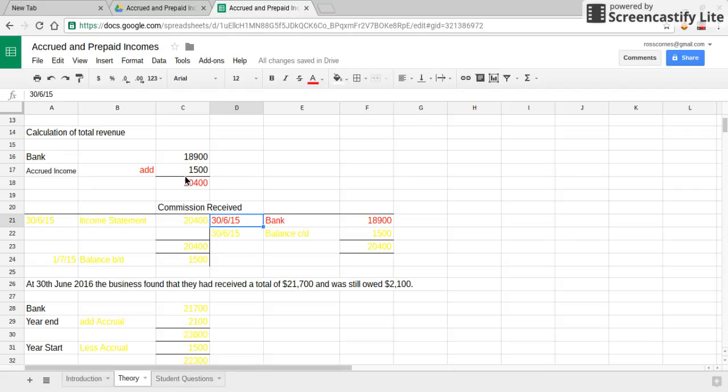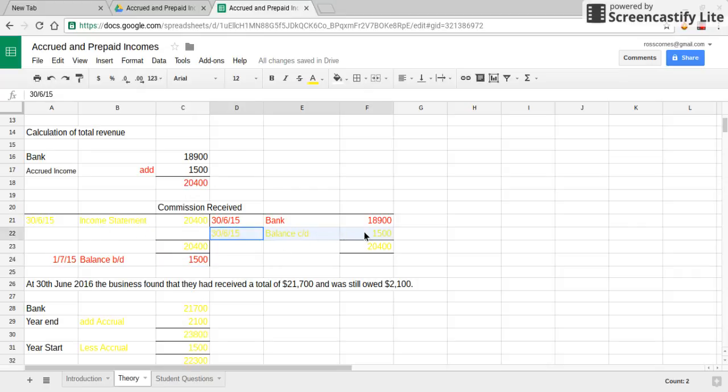Okay, and what we're going to do with this balance carried forward? Well, the first thing to remember is it's on the same side as the bank. So it's got to go on the credit side as the balance carried forward because we're going to need to have a total of $20,400 as the income. And the other thing to think about is the business is going to have an asset at the start of next year of $1,500. So the balance brought forward has got to be on the debit side because they're going to be owed $1,500 on the 1st of July 2015.